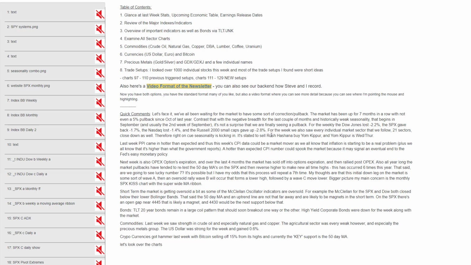One of the statements is, sell Rosh Hashanah, buy Yom Kippur. So that could be in play too. By the way, Yom Kippur is Wednesday, Thursday. This is also going to be options expiration week. Over the last 4 months, the market has sold off into options expiration, and so far it's doing that. It's typically rallied after options expiration, and the past 4 times it rallied to new all-time highs. I kind of don't think that's going to be the case this time. I think this could be a larger correction.